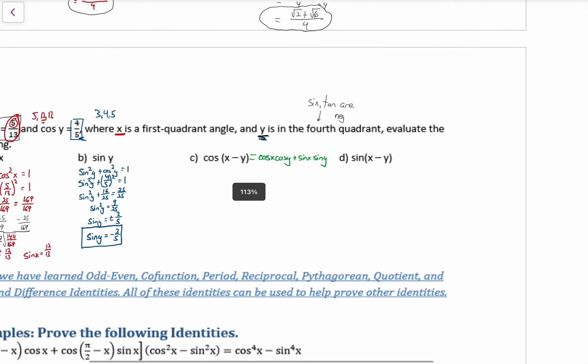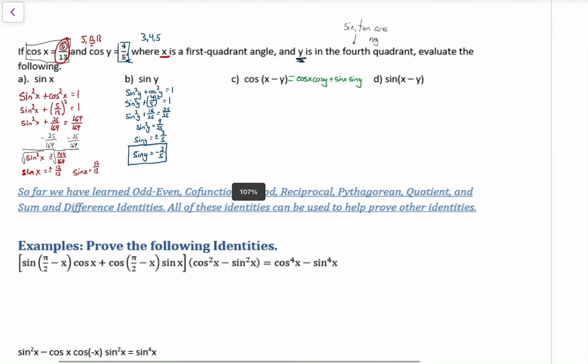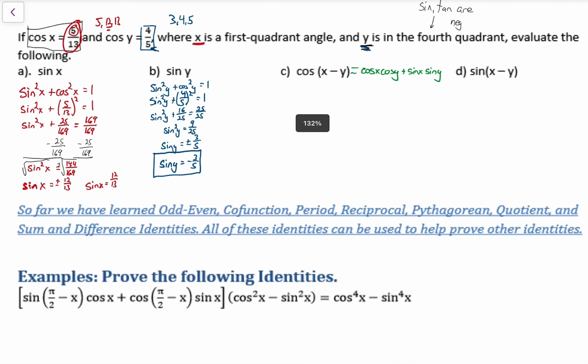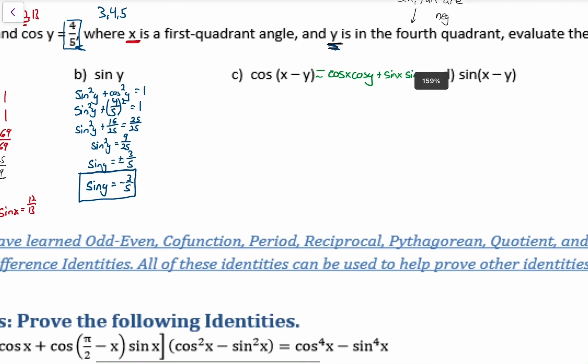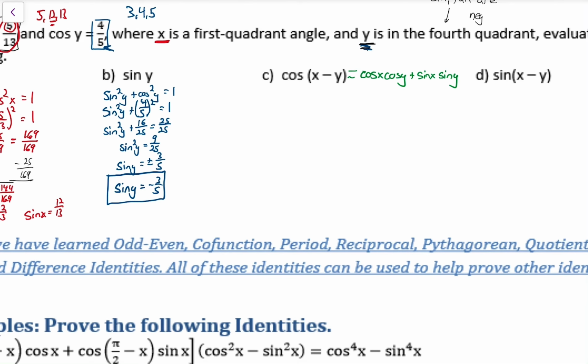Well, from what we just did, I'm going to zoom out enough to see our work here. We know all these things. We know cosine x. That was in our directions. We know cosine y. That was in our directions. We found sine x down here, and we found sine y. So all we have to do is plug in. I want to be able to see this a little better.